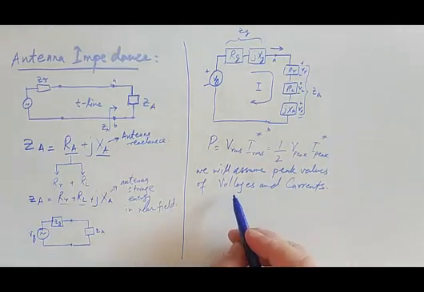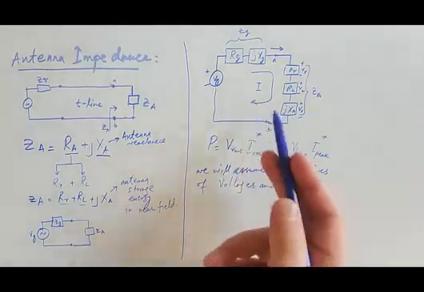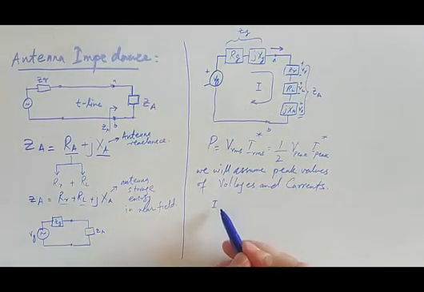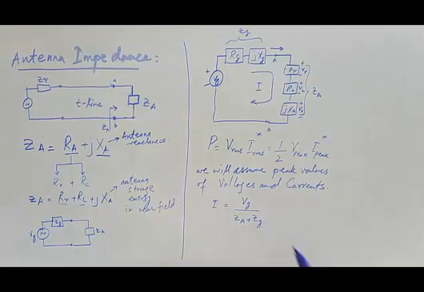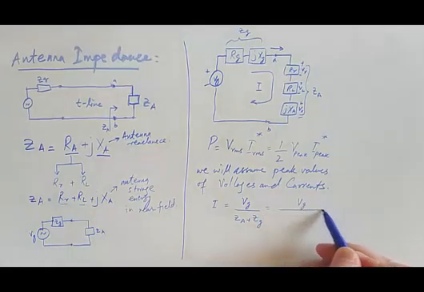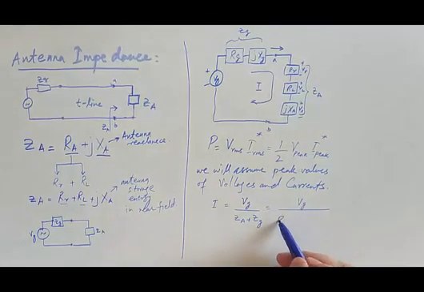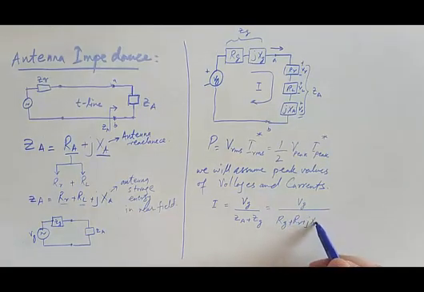Now the peak current for the simple series circuit in front of us can be written as I equal to VG divided by ZA plus ZG. We have these two impedances. So I can also write it like this: VG divided by RG plus RR plus jXA.